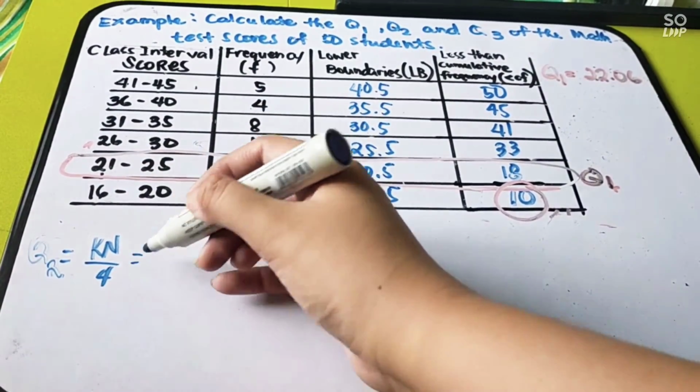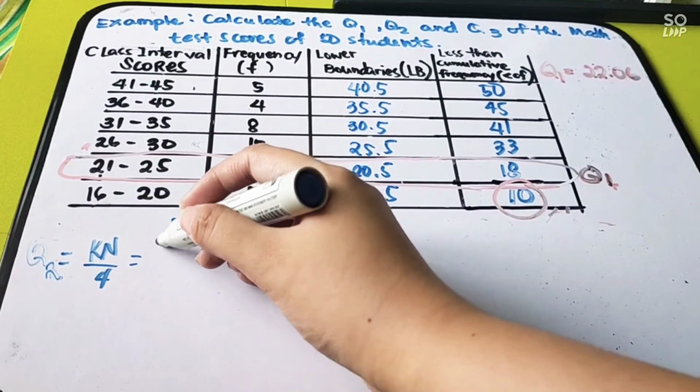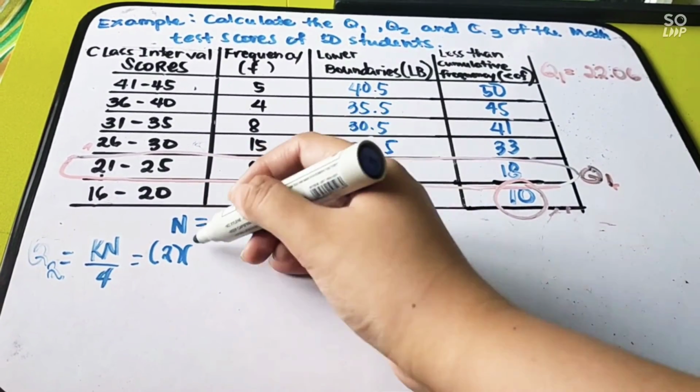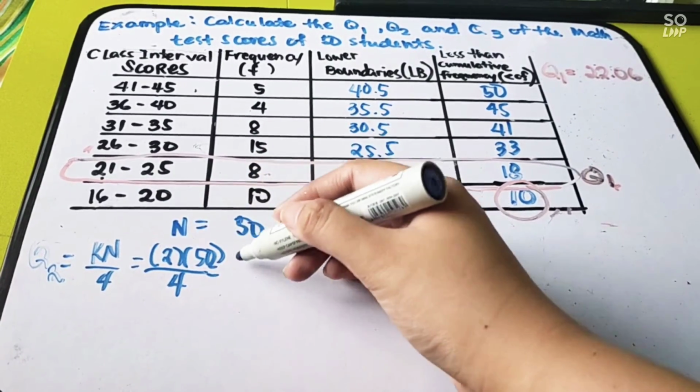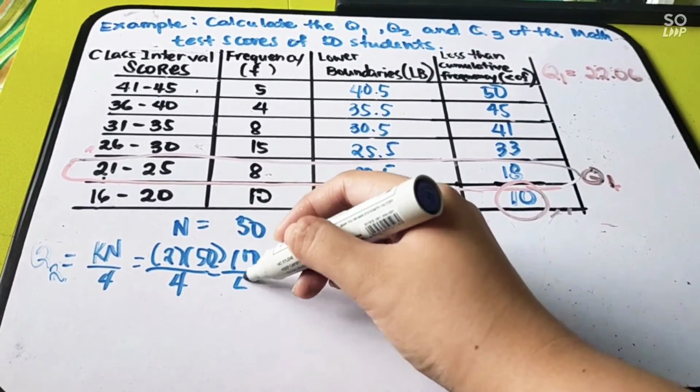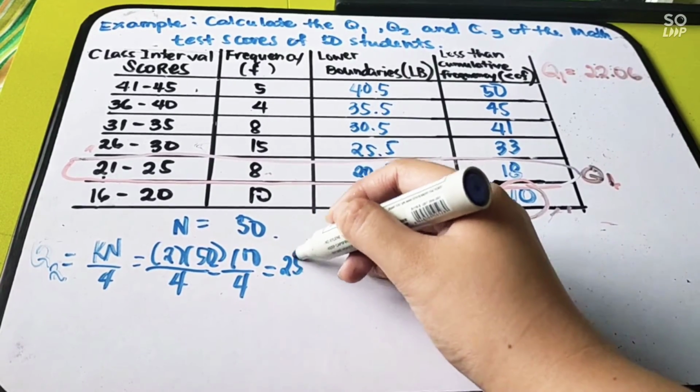Laging ganyan ang formula natin. So, since ang K natin ay 2, we have here 2 times ang N natin ay 50 over 4. Then, 2 times 50, that is 100 divided by 4. The answer here is 25.